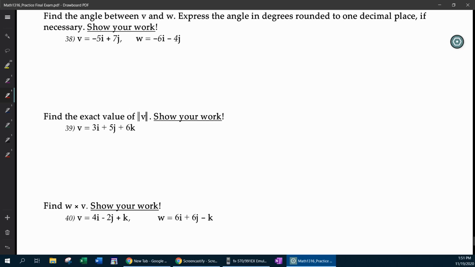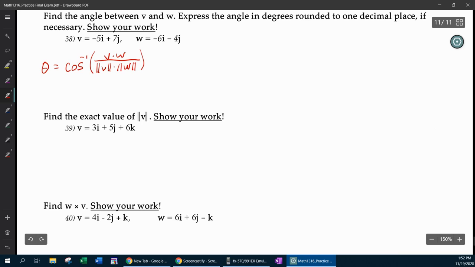Next, 38, find the angle between v and w. And I'm going to go ahead and give that formula because it's kind of a complicated formula for finding the angle between two vectors. That is the inverse cosine of the dot product divided by the magnitudes multiplied. So we're going to have to find the dot product of v and w and the magnitude of both v and w before we can actually find the angle.